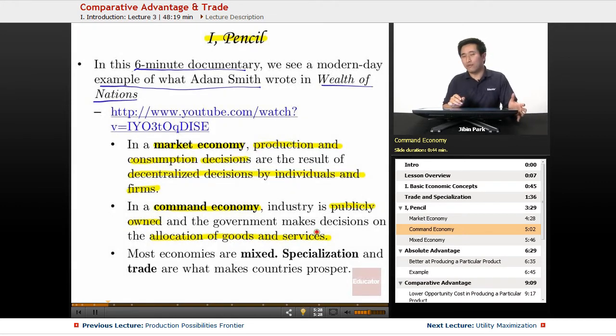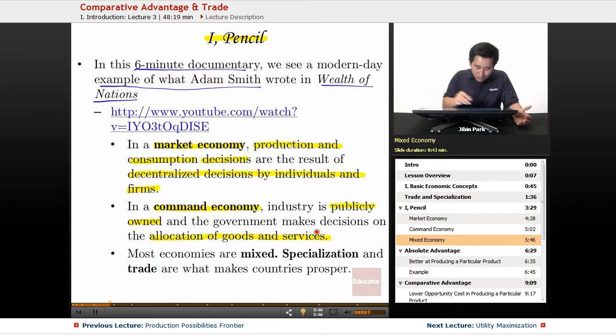So there are very few economies in this day and age where the government is completely controlling the economy, but the idea that the government takes control, that's a command economy, whereas if individuals make individual decisions, then that's more of a free market economy. The reality is that most economies are mixed. Specialization and trade are what make a country prosper. And so most economies will have a bent towards a market economy with some elements of a command economy.